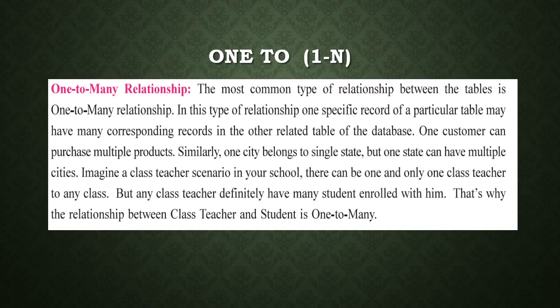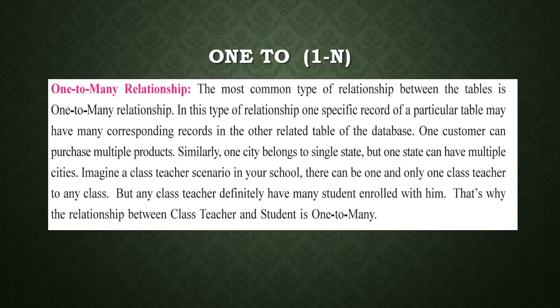Imagine a class teacher's scenario in your school. There can be one and only one class teacher to any class. But any class teacher definitely has many students enrolled with him. So that's why the relationship between the class teacher and a student is one to many.